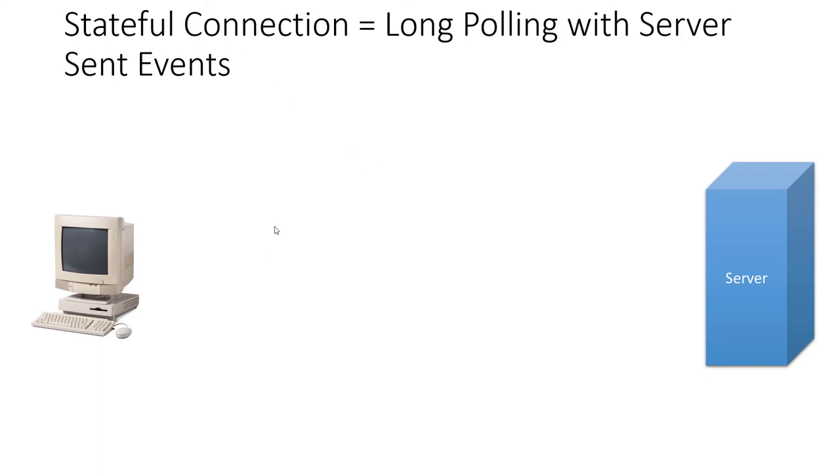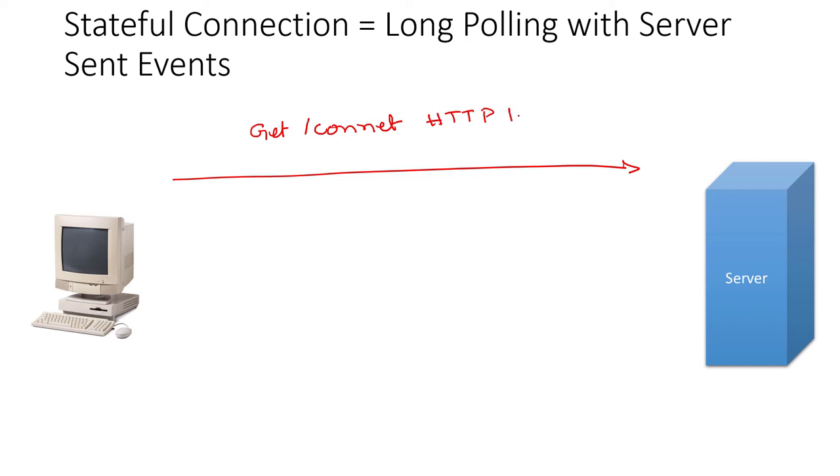When the client wants to establish this connection, the client will send a special request to the server, and that request will be a GET request, for example, to the endpoint connect, and it will be an HTTP 1.1 request. And in the Accept header, the client will send text/event-stream.